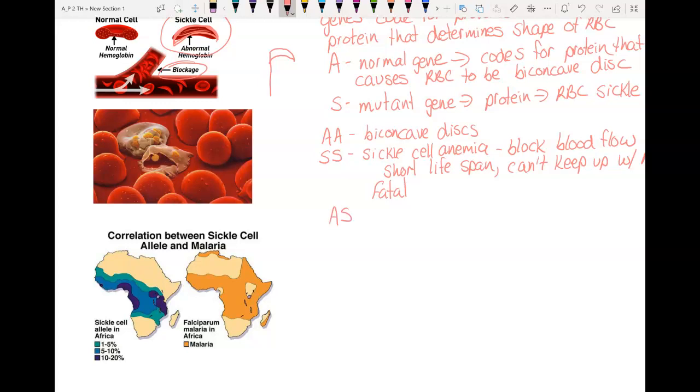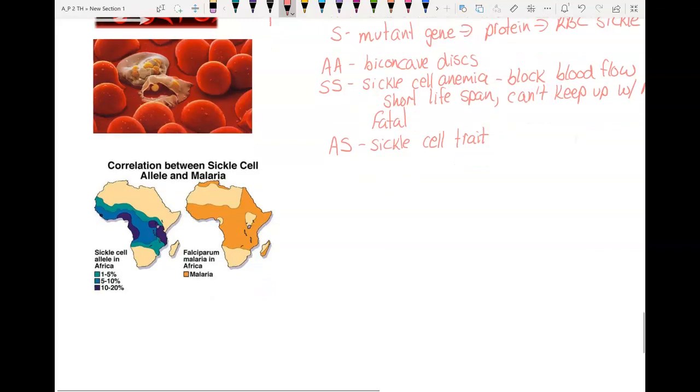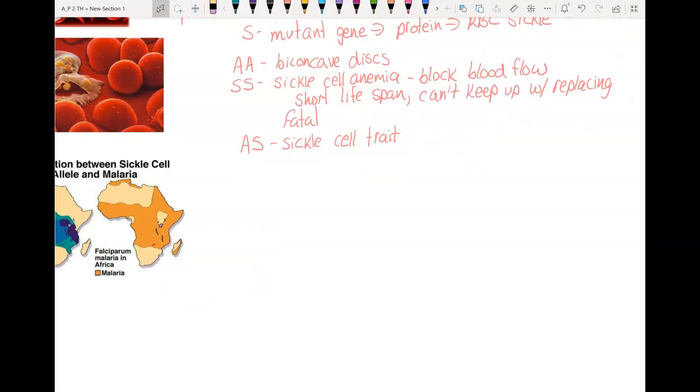Then there's the heterozygote. Heterozygote means you have two different genes. One parent gives you the A, one parent gives you the S. If you are a heterozygote, you have what's called sickle cell trait. This is a very unique situation. So this is a case of codominance. One gene is not dominant over the other. They're both dominant. So here, if you have sickle cell trait, most of the time the standard is for your cells to be biconcave disc.